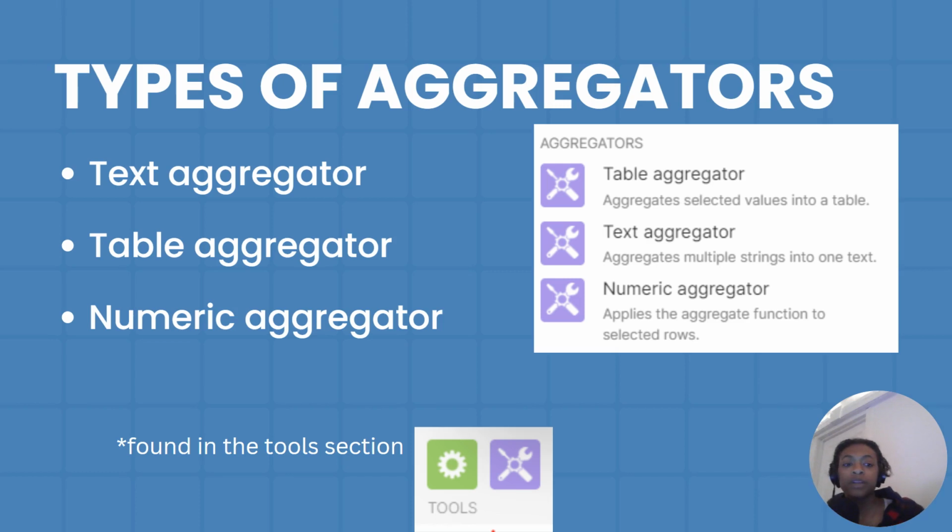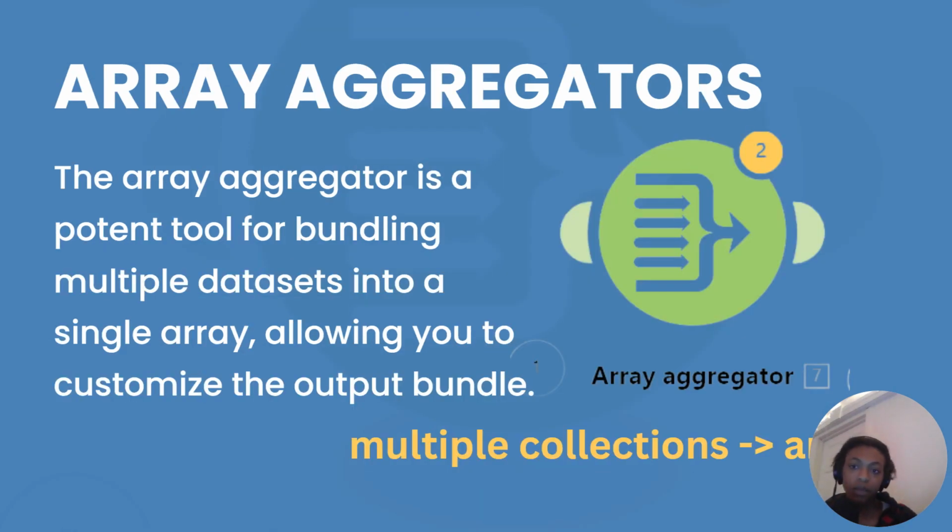So there are several different types of aggregators within Make. The main three are table aggregators, text aggregators, and numeric aggregators. We will do a separate video for each of these, and then there's also an array aggregator that deals solely with arrays. Like I just said, the array aggregator is a potent tool for bundling multiple datasets into a single array, allowing you to customize the output bundle. So multiple collections become an array.